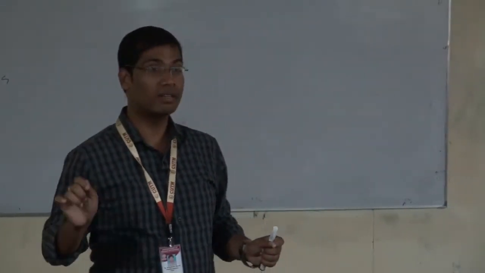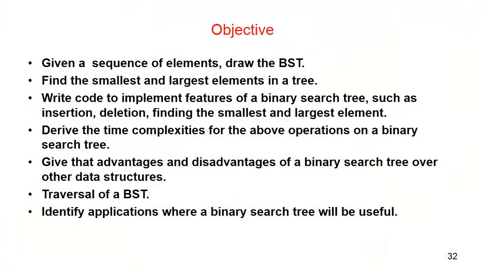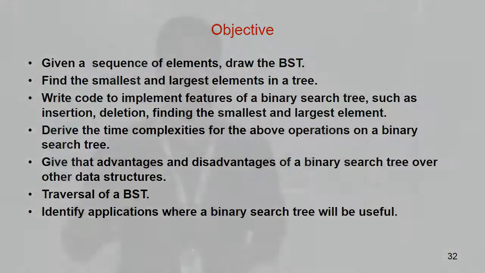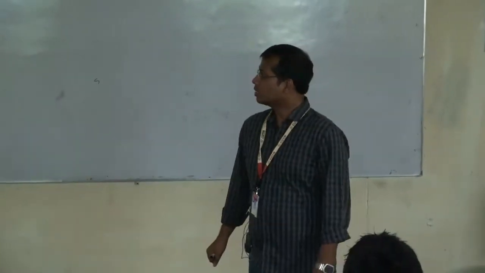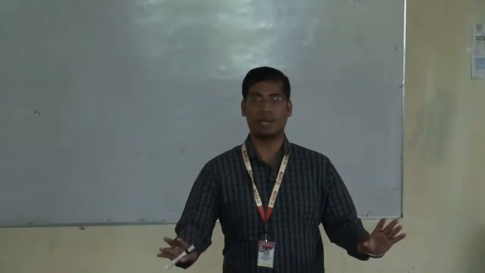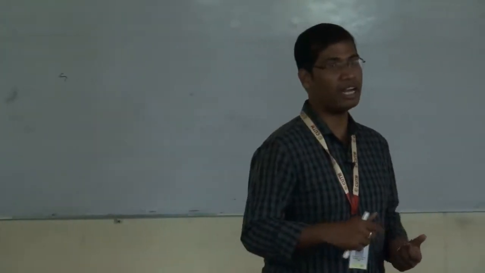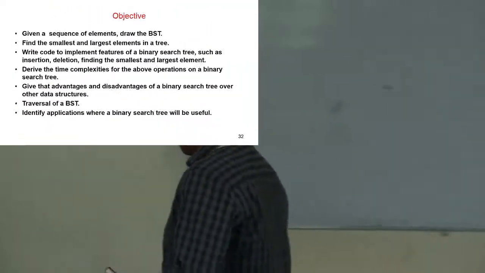If a binary search tree is given, you can easily find out the maximum element of that tree and the minimum element of the tree. So at the end of class you can also do this: if a binary search tree is given, you can find the maximum element and the minimum element. We'll see what is the procedure for finding the maximum element and what is the procedure for finding the minimum element if the tree is given. Then what else can you do?